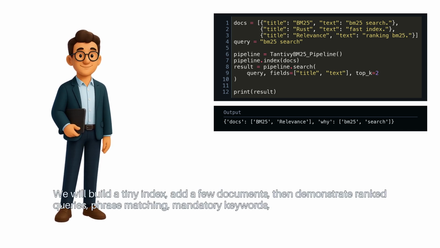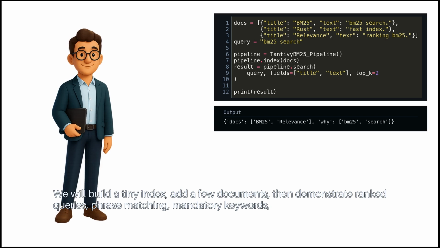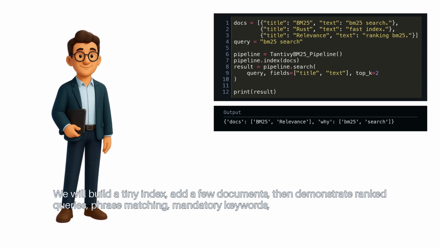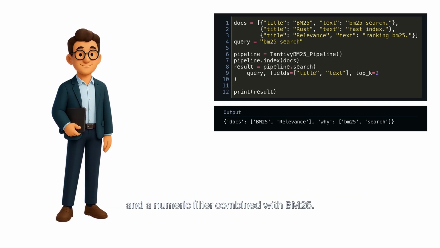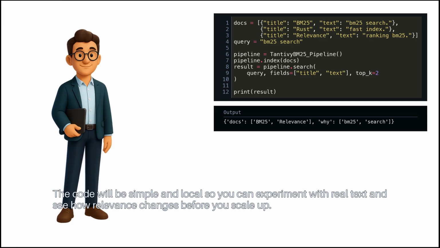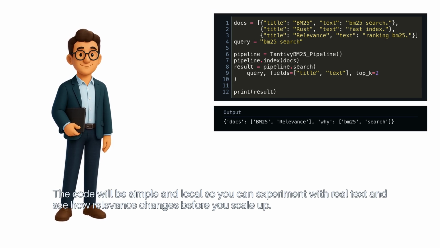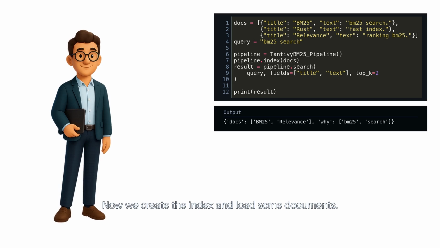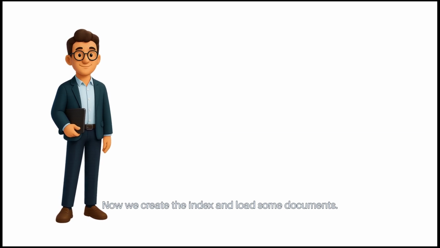We will build a tiny index, add a few documents, then demonstrate ranked queries, phrase matching, mandatory keywords, and a numeric filter combined with BM25. The code will be simple and local, so you can experiment with real text and see how relevance changes before you scale up. Now we create the index and load some documents.